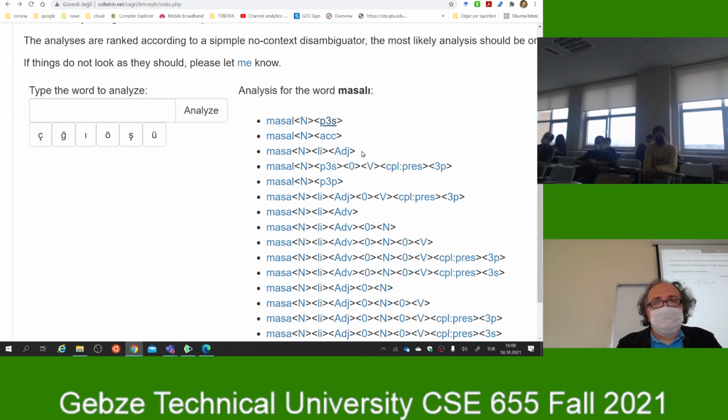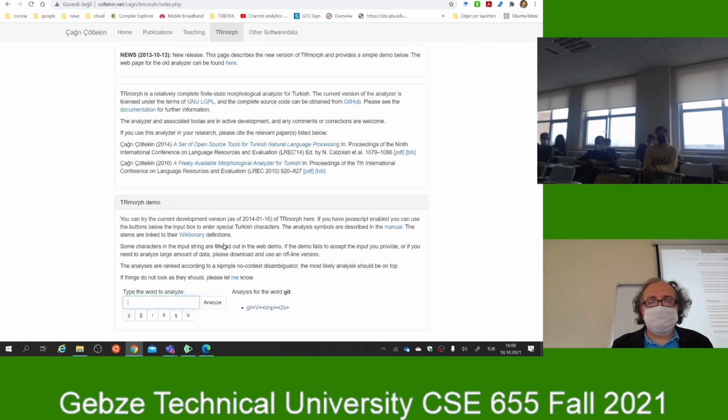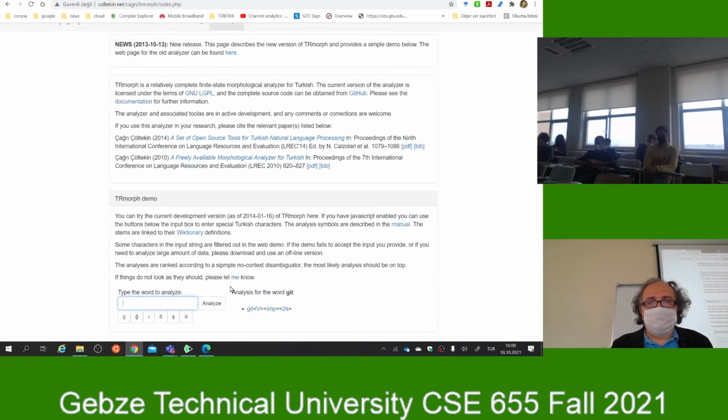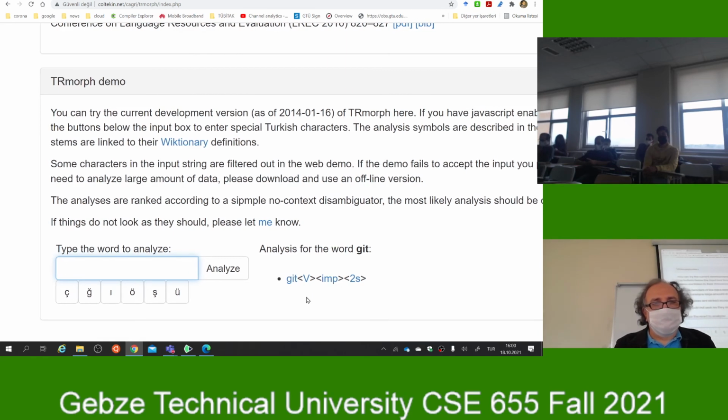So as you see, there are many different morphological ways of analyzing this Turkish word, and you can get some of them from here. Anyway, for example, this one is going to be, I guess, just one. Did it work? Yeah, okay. Git is a verb, imperative, second person singular, just an imperative word, emir, okay.